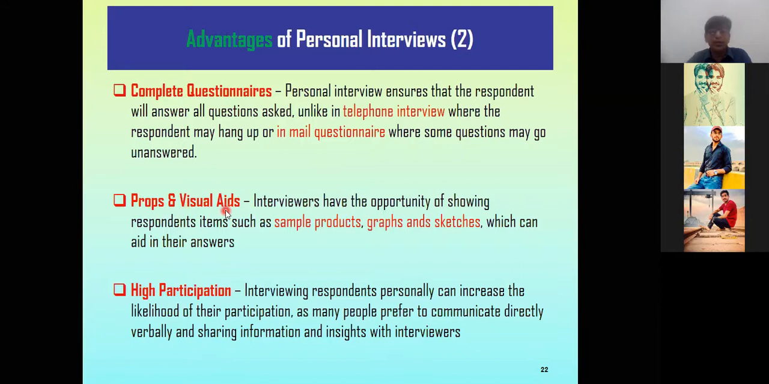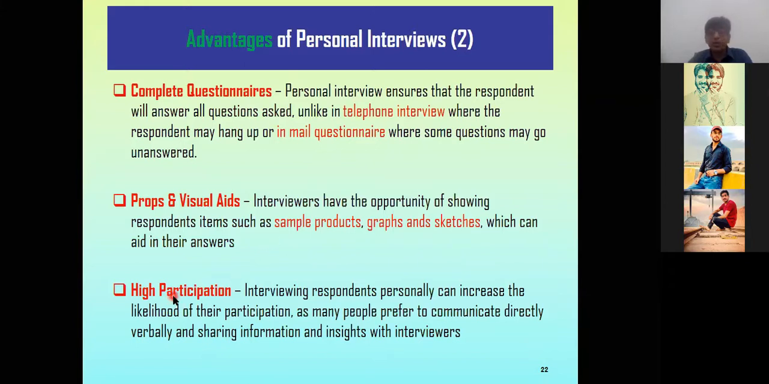And then the props and visual aids. In the interview, you can show a sample of your product. You can say, okay, this is a sample of my product, you can use it, you can check it, and then you can buy it. If you agree, then you'll buy. This cannot happen in the mail questionnaire or the telephone interview. In this one, you can show your product, graphs, sketches, images, different videos, different types of things to your interviewee during this type of interview.